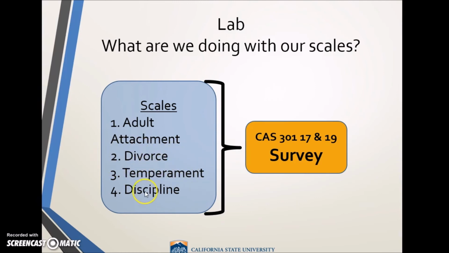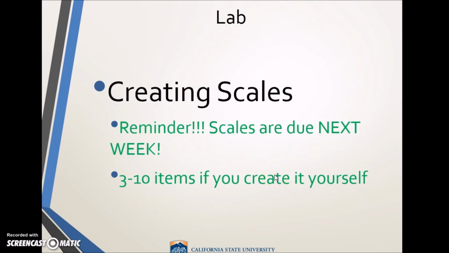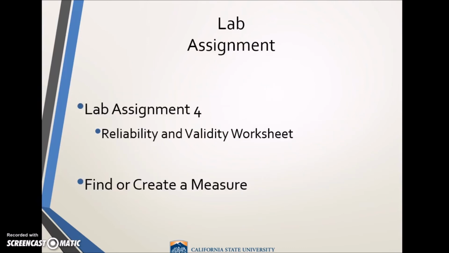Maybe you think divorce and discipline and attachment share a nice mediating relationship, so then you look at those. So that's an example of what I'm looking for, what we're going to be doing with the survey. Everybody's doing the same survey, all the friends are doing the same survey, and then we're using that data. So, reminder, they're due next week. If you create it yourself, make it between 3 and 10 items.